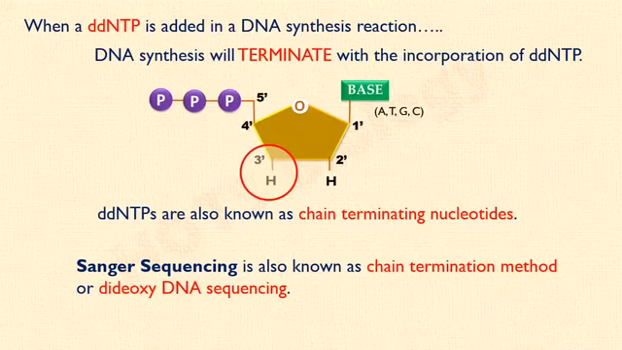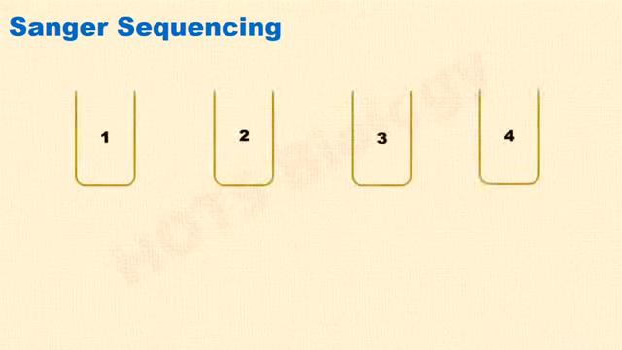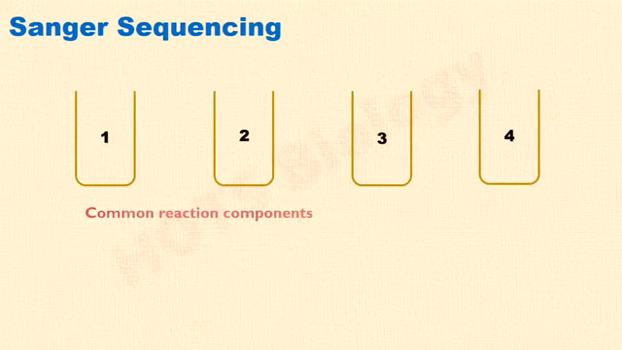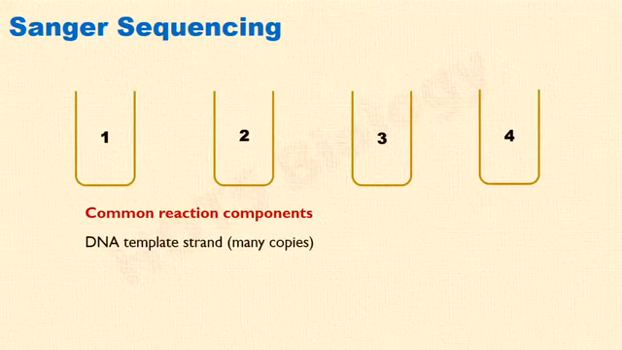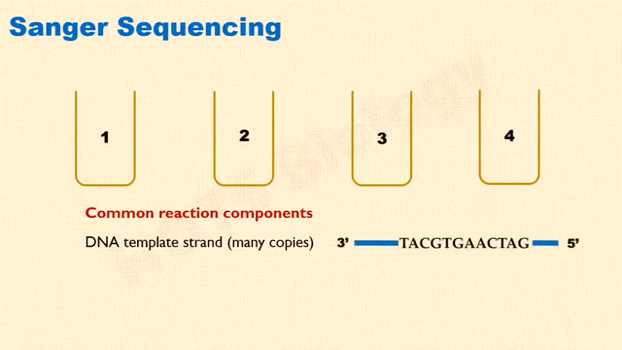Let's now move on to the Sanger sequencing method. Sanger sequencing consists of 4 separate reactions that run in parallel. We will label them as 1, 2, 3 and 4. Each of these reactions has some components that are common to all. These common components are: first component is the DNA template strand. Many copies of this strand are used in each reaction. Let's say this is our template strand.